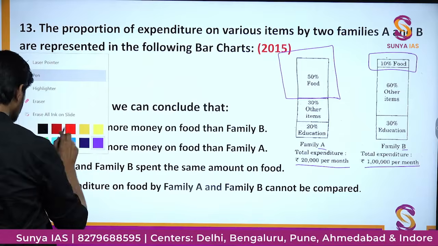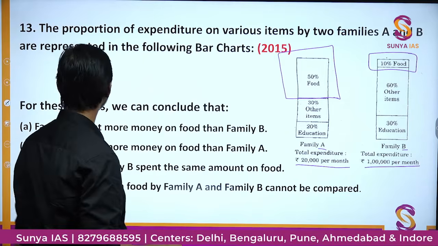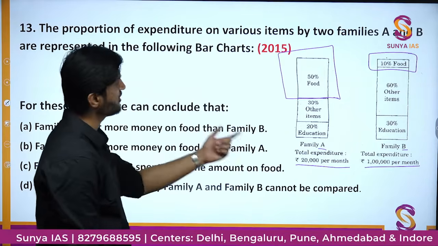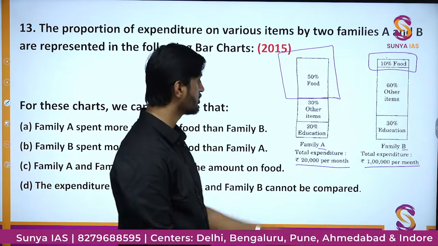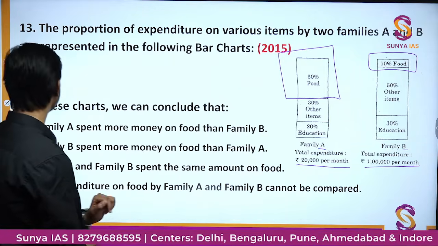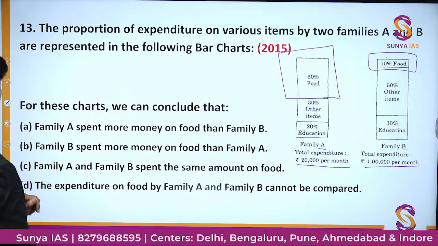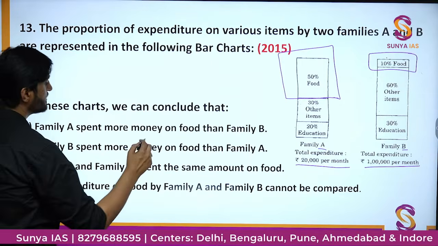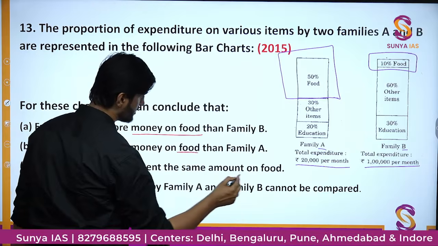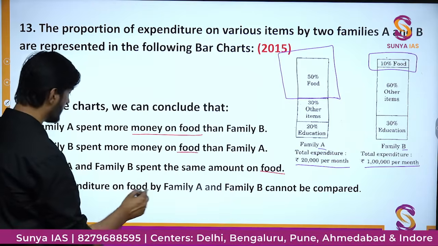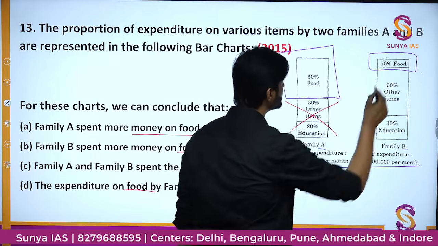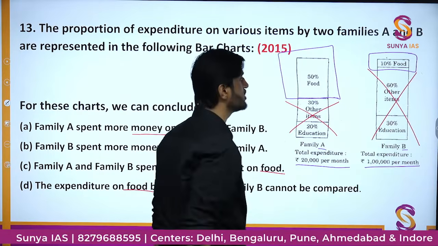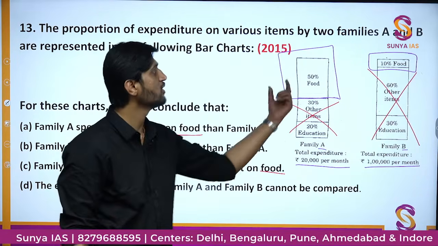But now let's come to the mathematical part of it. So the proportion of expenditure of these two families is given to us, and the total expenditure or the total income is given to us. So now we have to conclude how much amount they spent on food. It is being asked that we have to talk about food only. We have nothing to bother about the remaining parts. We have to just concentrate ourselves on this food part.